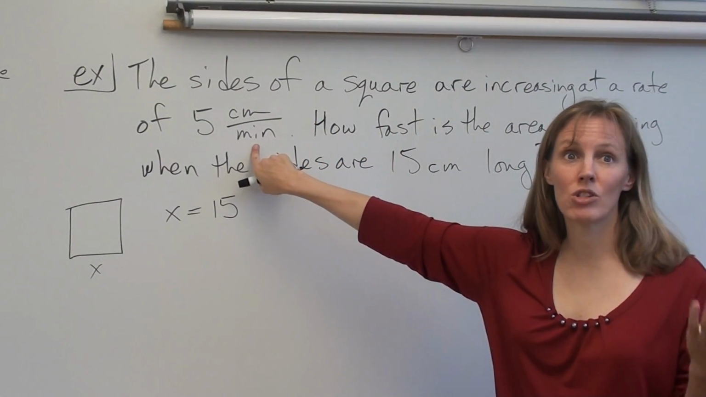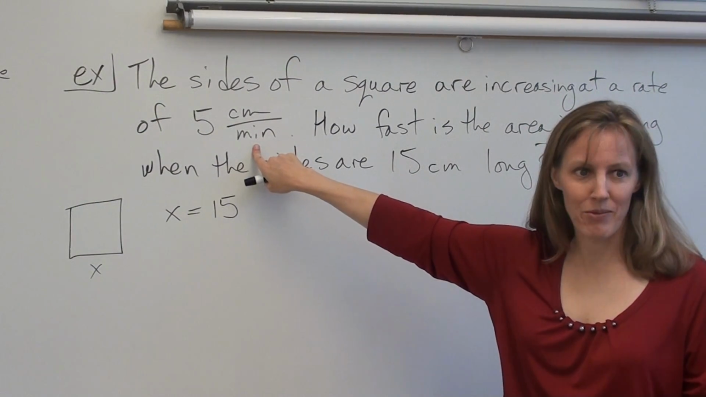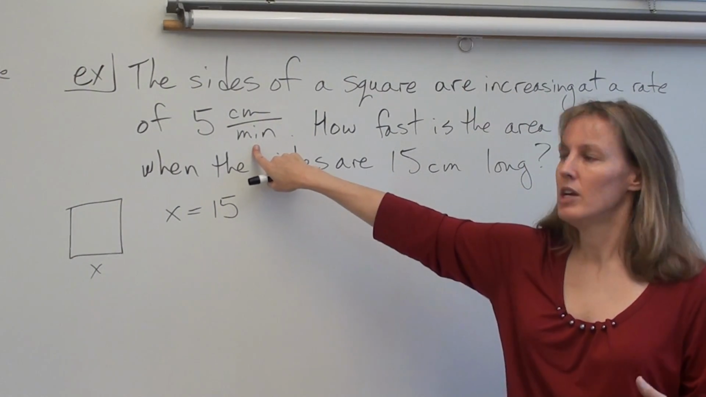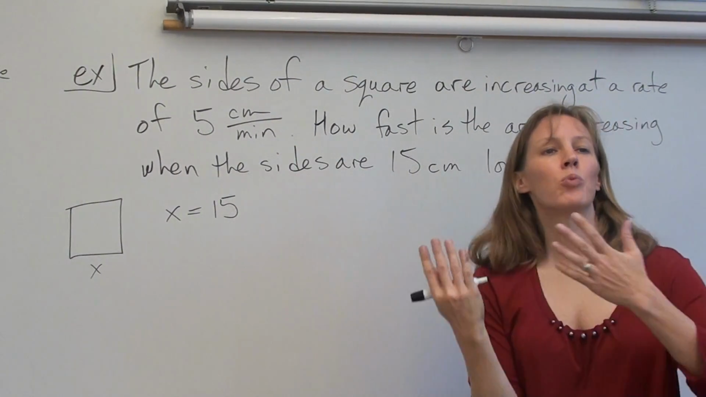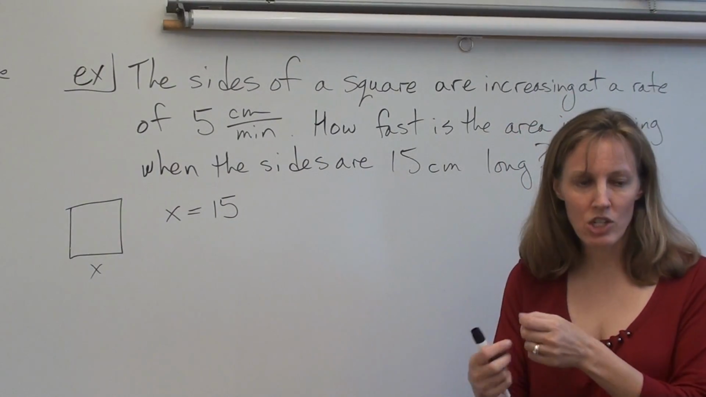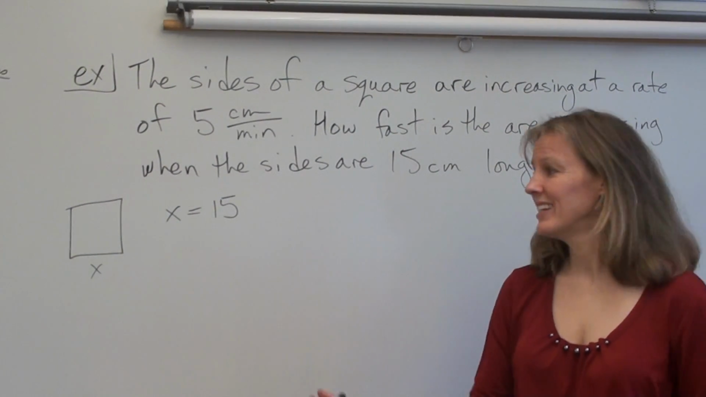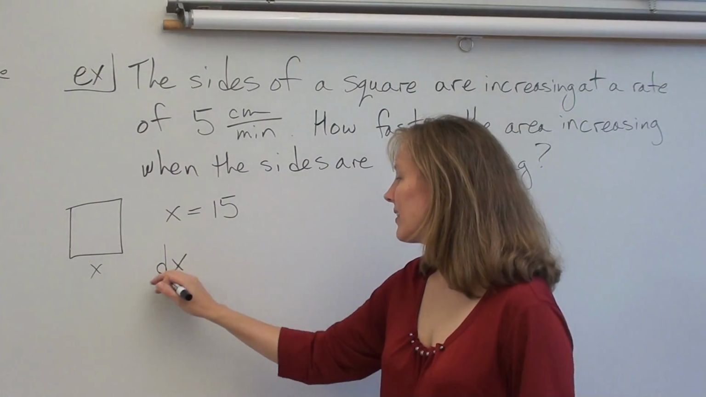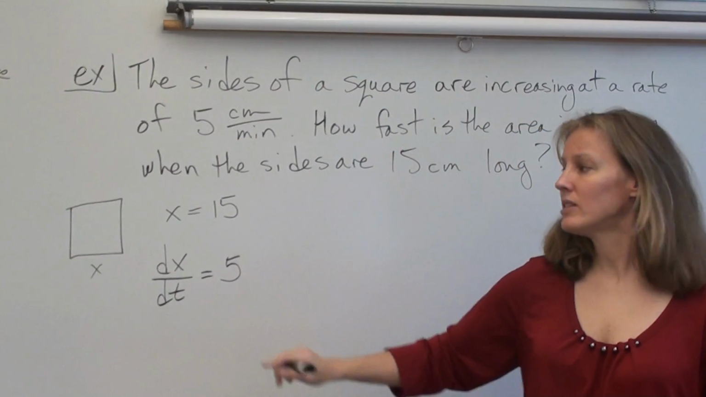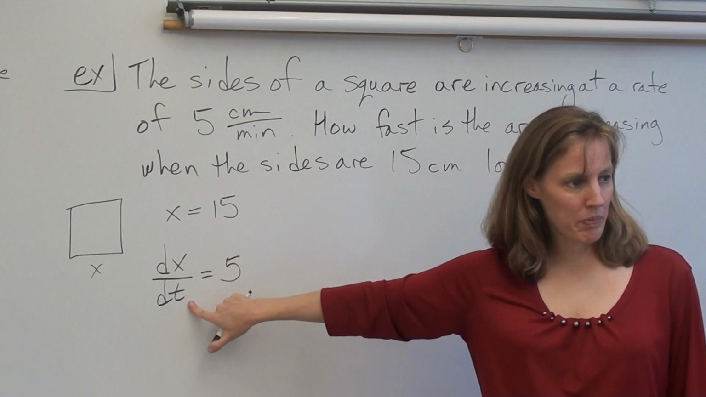What letter would you like to use to represent minutes? T for time, right? We use t. You're always going to use t. Don't pick another letter for time. Just use t. All right. So the way that we'd write the rate of change of the side of the square using calculus notation, like dx over dt? So dx/dt is 5. This is the rate of change of the length of the side of the square with respect to time.